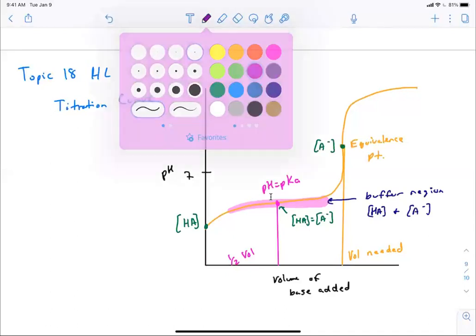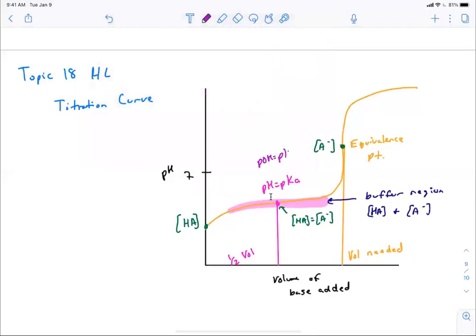Also, if this is flipped, pOH could equal pKb as well. Like if you're doing a weak base with a strong acid and it's a titration curve going downward, you could solve for the Kb of the weak base as well. And make sure that your indicator changes color in that region of the equivalence point. That's the whole purpose of having an indicator as a visual guide.